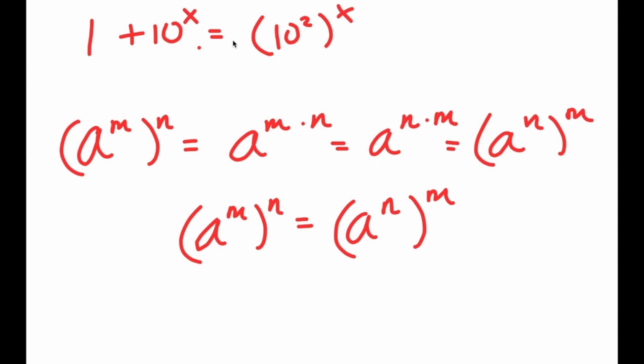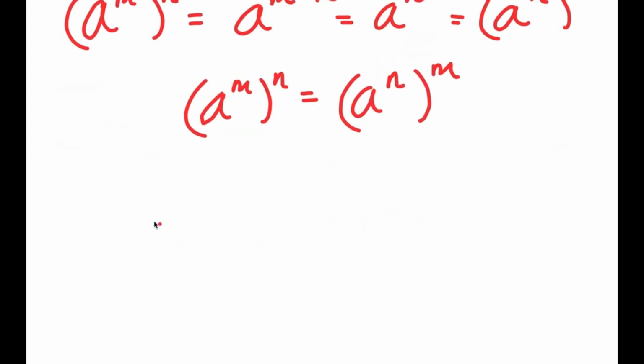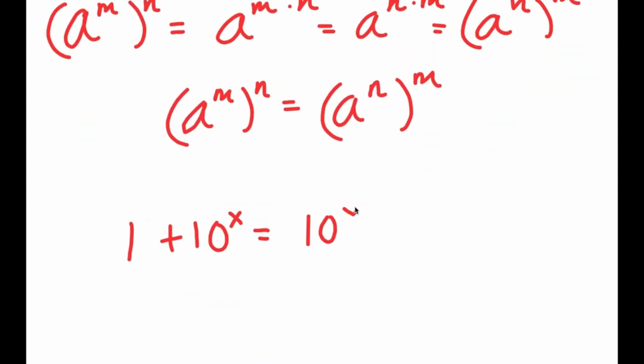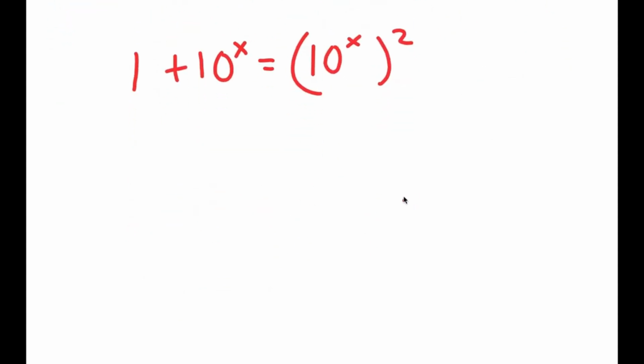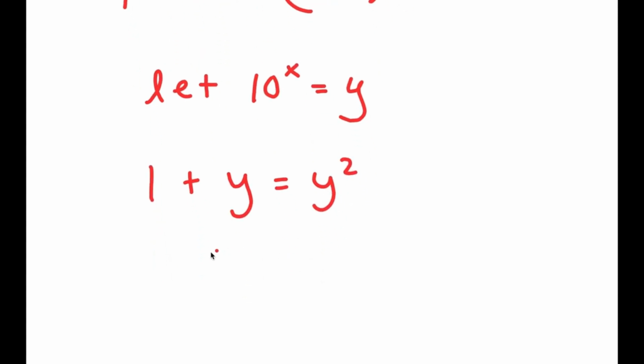So, for 10 to the power of 2 to the power of x, I can switch the values of 2 and x. So now I get 1 plus 10 to the power of x is equal to 10 to the power of x to the power of 2. Now from here, I'm going to let 10 to the power of x equal to the variable y. So if I substitute in y for 10 to the power of x, I get 1 plus y is equal to y squared. Now I'm going to subtract y and 1 on both sides.